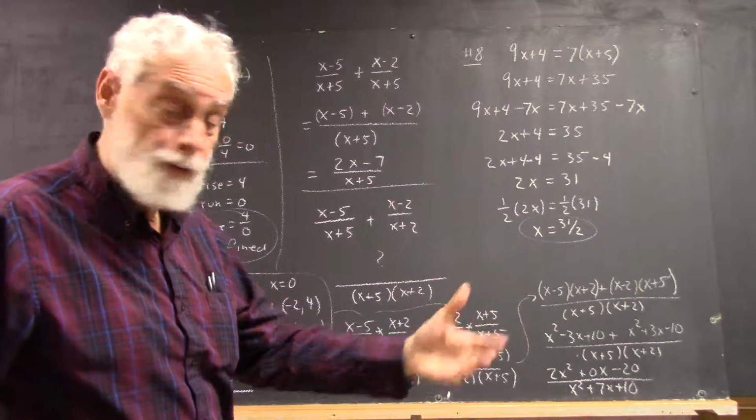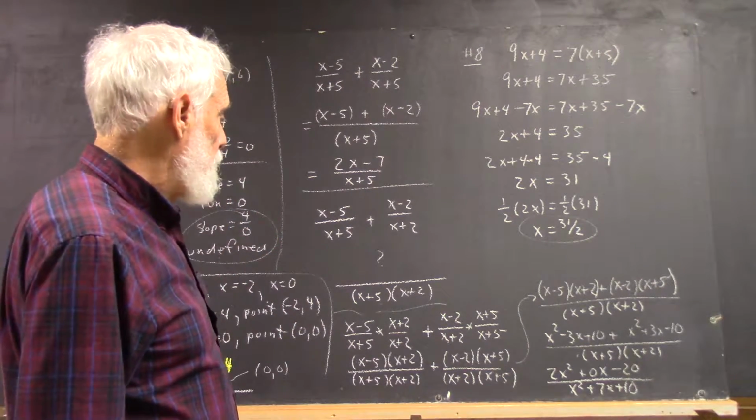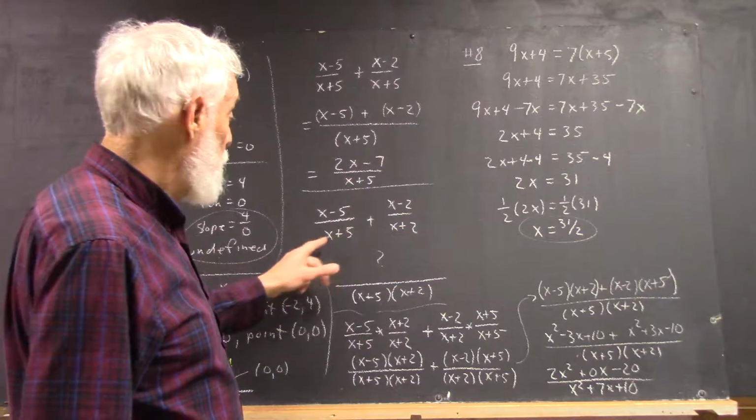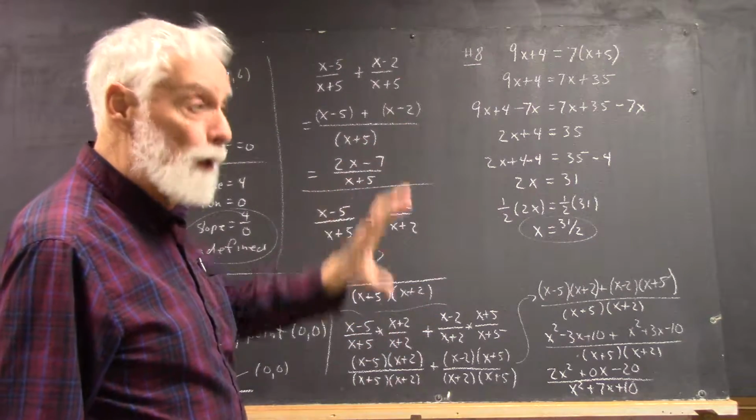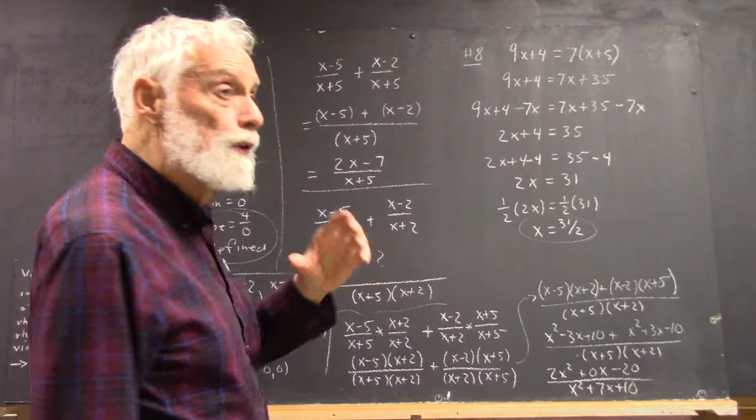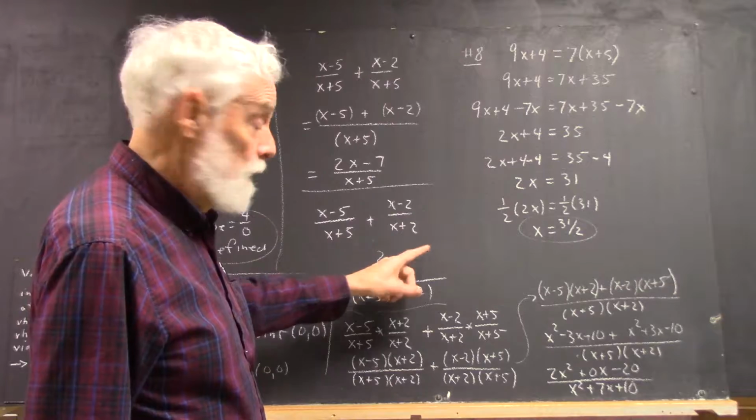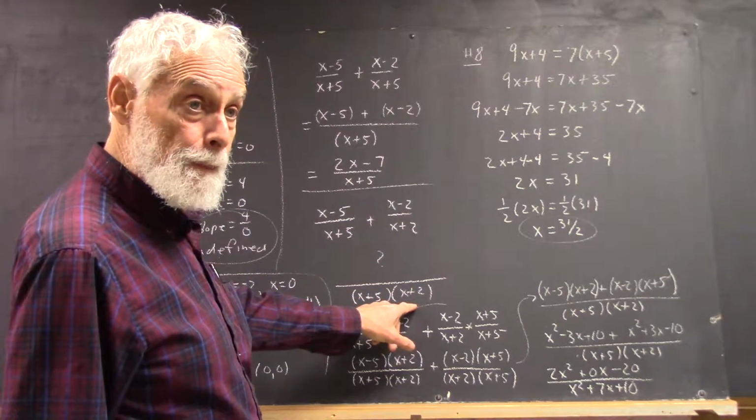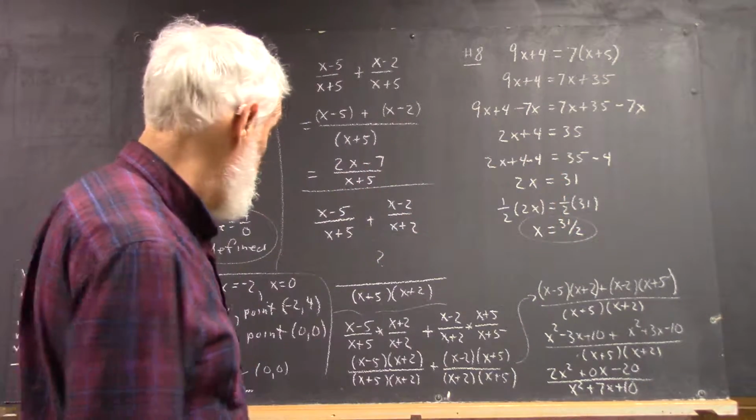Somebody in class said, well, find the common denominator. Yeah, it's exactly what you do. The common denominator would be x plus 5 times x plus 2, the product of the two denominators. Sometimes you can get a smaller common denominator, but not in this case. We're not going to worry about that. You can always get a common denominator just by multiplying the two denominators. So we're going to get something over this, just as you would if you're adding two fractions with numbers.